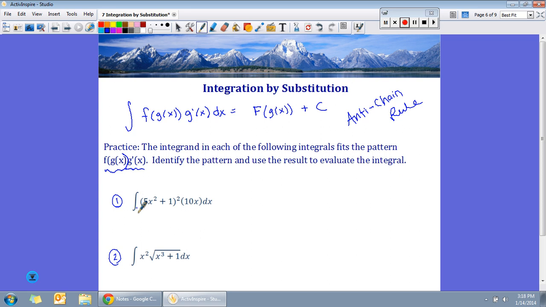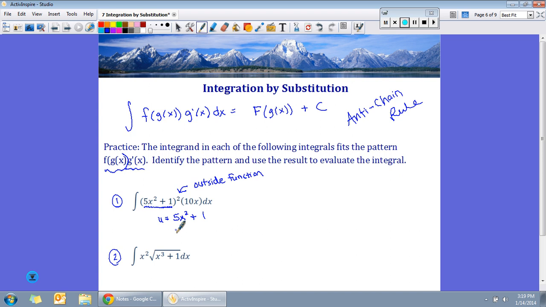So when we look at the integral of (5x squared plus 1) squared times 10x, the pattern we're trying to see is what's an inside function, what's an outside function. Because we have this squared, this is going to be your outside function. And the part that's inside of that outside function is going to be what we identify as u. So u equals 5x squared plus 1.